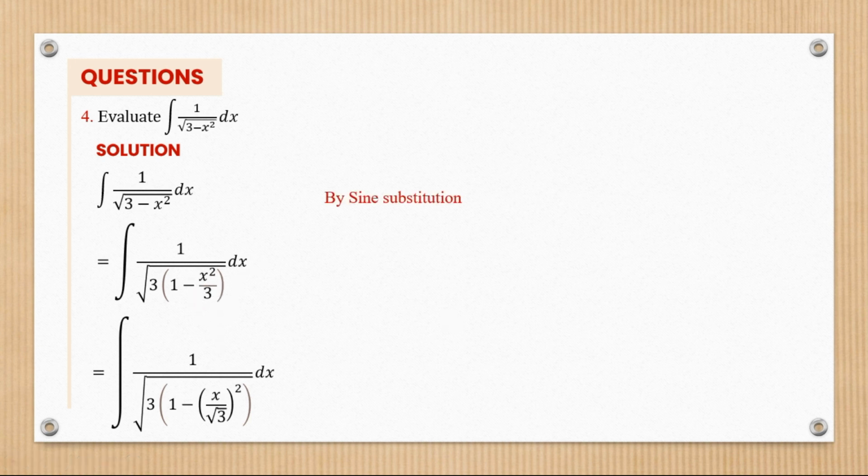So by sine substitution, we can let x over root of 3 be equal to sine theta. And then if we make x the subject, x shall be equal to root of 3 sine theta. Let's differentiate that. dx by d theta shall be equal to root of 3 cos theta. And then if we make dx the subject, dx shall be equal to root of 3 cos theta d theta.